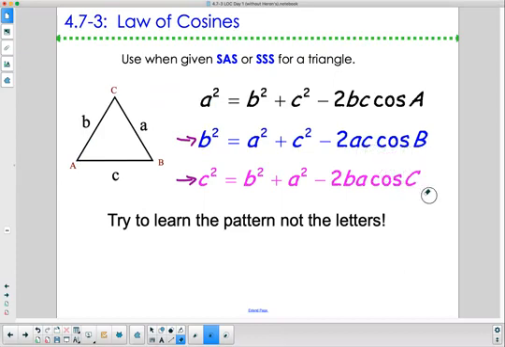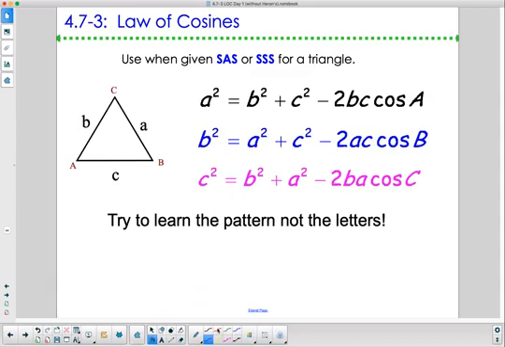Now, let's talk you through the one with C. Do you recognize that? That looks a little bit like the Pythagorean theorem. C squared equals A squared plus B squared minus an ugly lump. That might help you learn how this works. Try to learn the patterns, not the letters, because we're going to give you triangle XYZ or triangle KLM, they're not going to have A's, B's, and C's in them. So you can really just learn one of these. You don't have to learn all three, but you're learning a pattern.